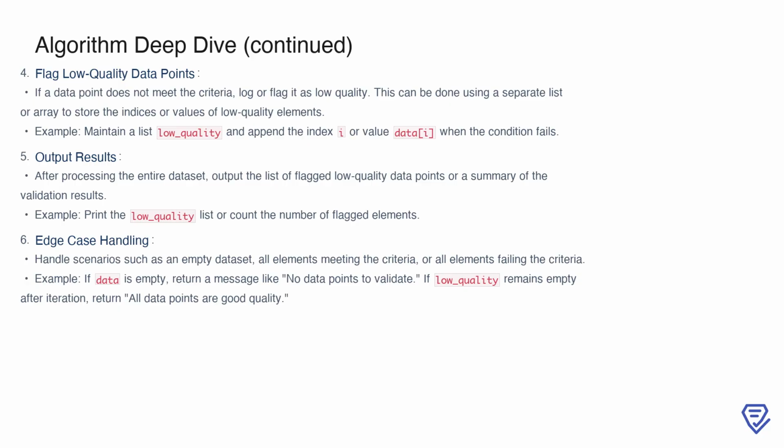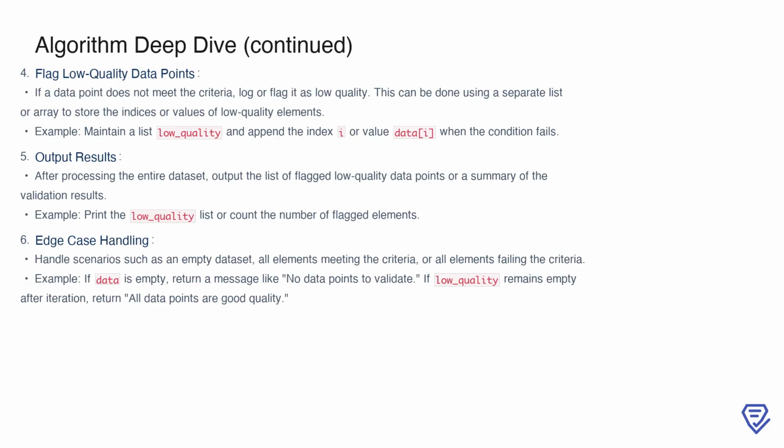Once the entire dataset has been processed, the algorithm outputs the results. These results typically include the list of flagged low-quality data points or a summary of the validation outcomes, such as a count of how many points failed the checks. For instance, the algorithm might print the low_quality list or state something like, 3 elements failed the quality criteria.